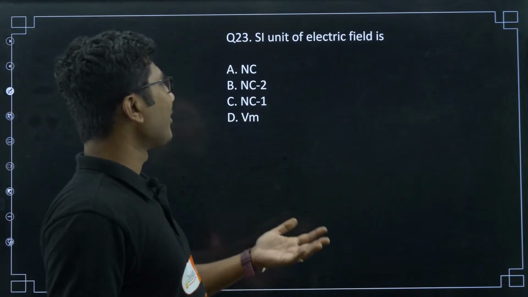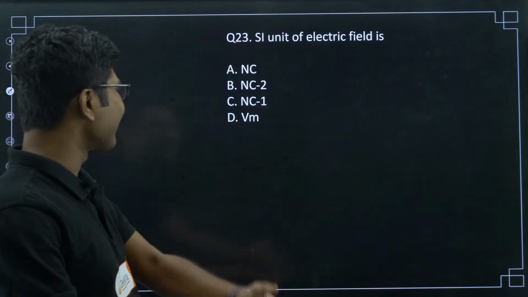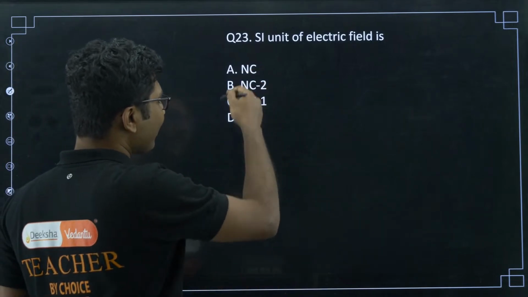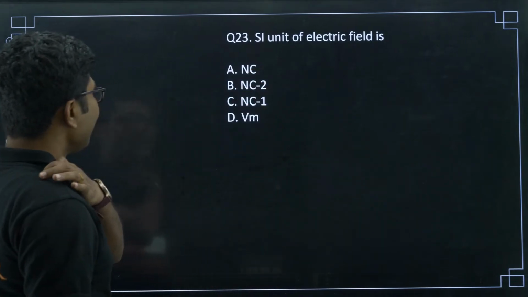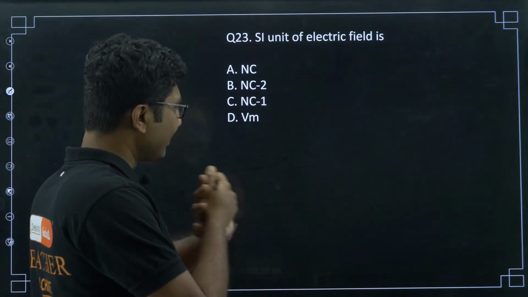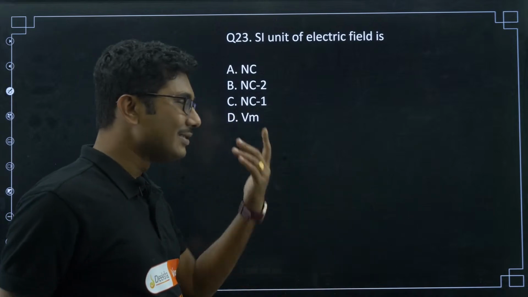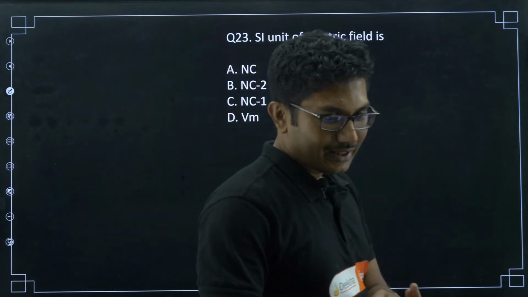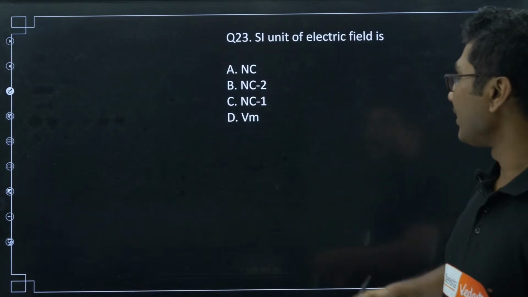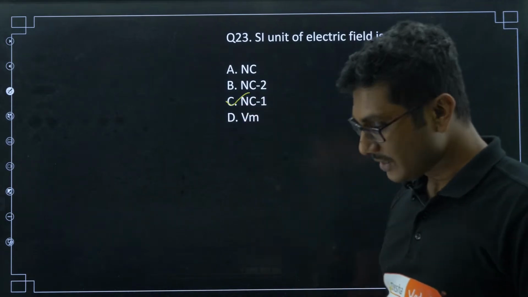Now, SI unit of electric field, easy question, the easiest question. But yes, the powers are not coming properly, so you have to be careful. What is the SI unit of electric field? We have already seen one unit, here is another unit. It is an easy question. So, 23C is the correct answer, Newton per Coulomb.